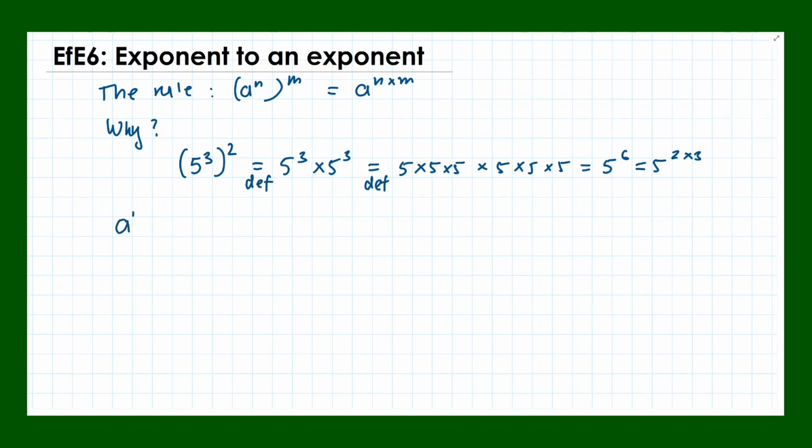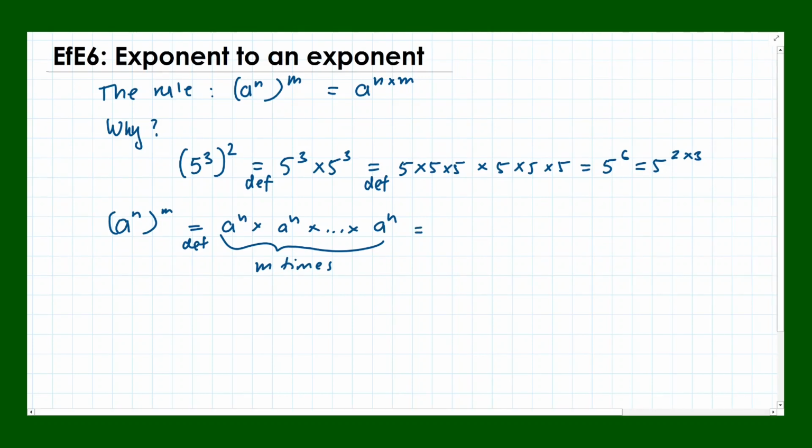So I have got a to the n and I'm raising that to the mth power. Well, again, applying the definition, what I have got here is a to the n times a to the n times a to the n. So here I've got m times. I've got m lots of a to the n's. Now, what else can I do? Well, remember that every one of these a to the n's is just a times a times a, n times. So again, I'm using the definition of what a to the n now means.